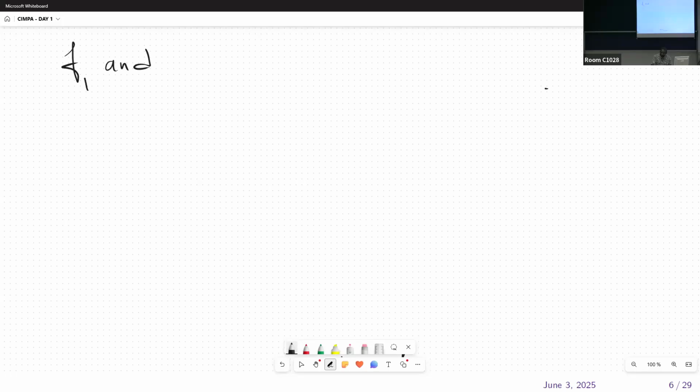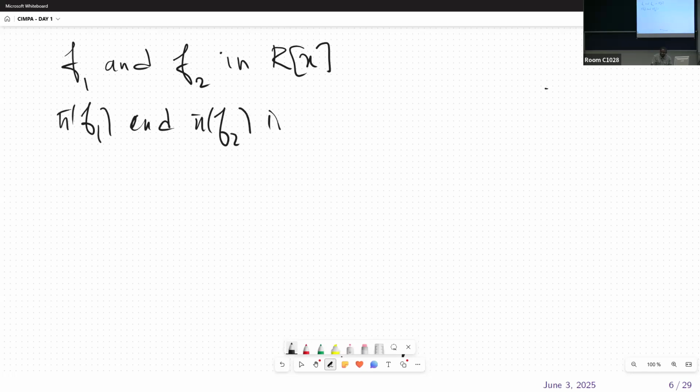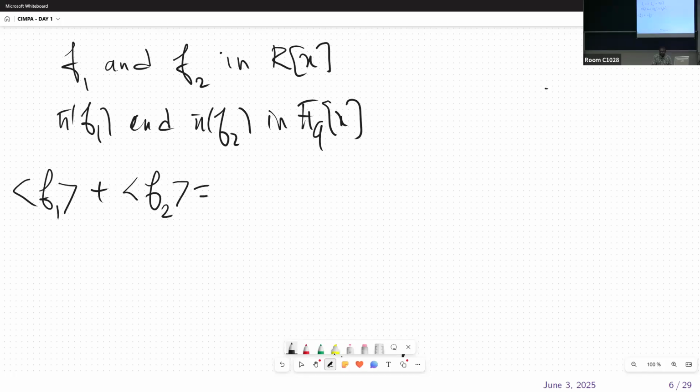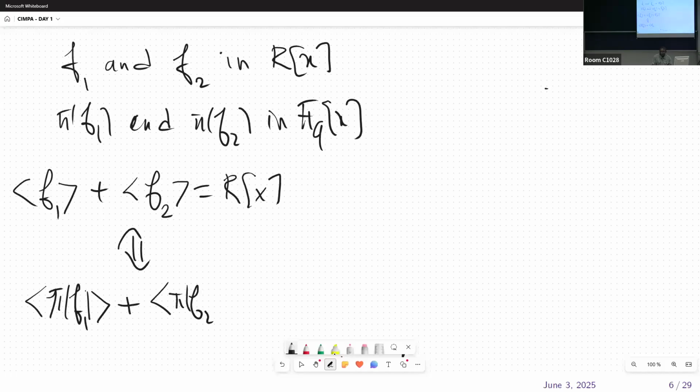F1 and F2 in Rx, PF1 and PF2 in FQX. FQ is the residual field of R. Let me say that the ideal generated by F1 plus the ideal generated by F2 equals Rx if and only if the ideal generated by PF1 plus the ideal generated by PF2 equals FQX.